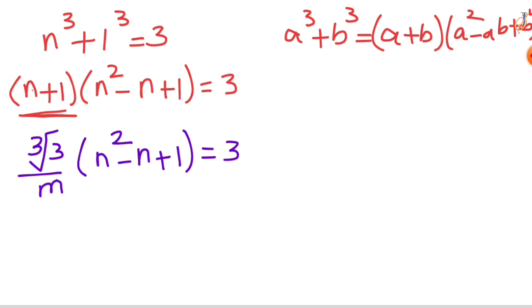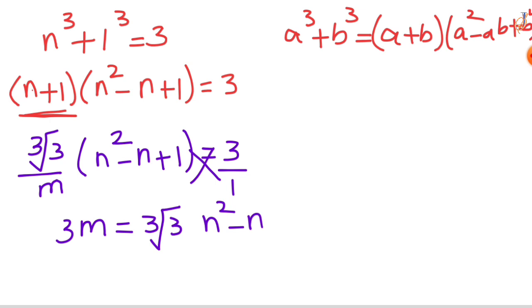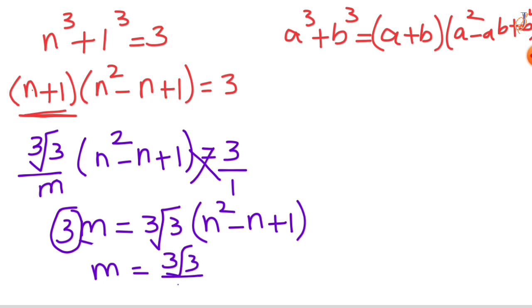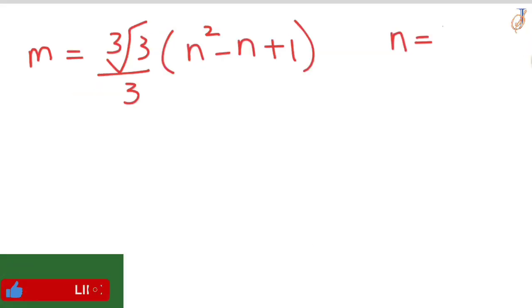In right hand side we have 3, that is nothing but 3 upon 1, it is same as 3 only. So now do cross multiplication here. So then we will get 3m equal to cube root of 3 times (n^2 minus n plus 1). m equal to cube root of 3 upon 3 times (n^2 minus n plus 1). We consider n equal to cube root of 2. Here we have n^2. Let's find out n^2.